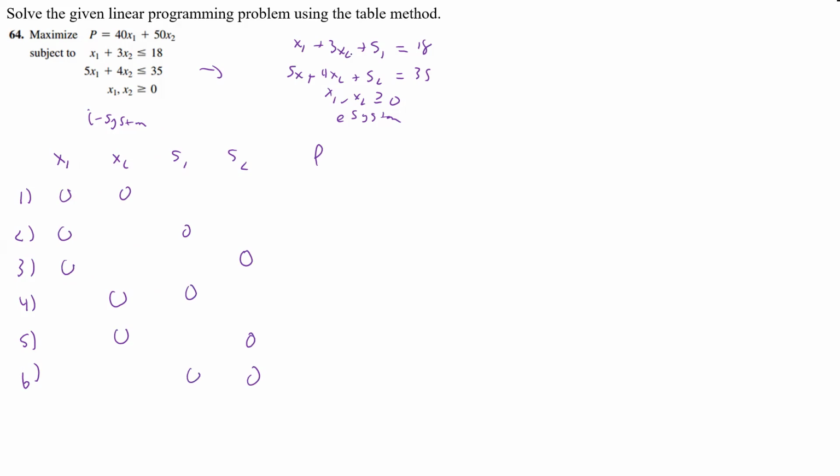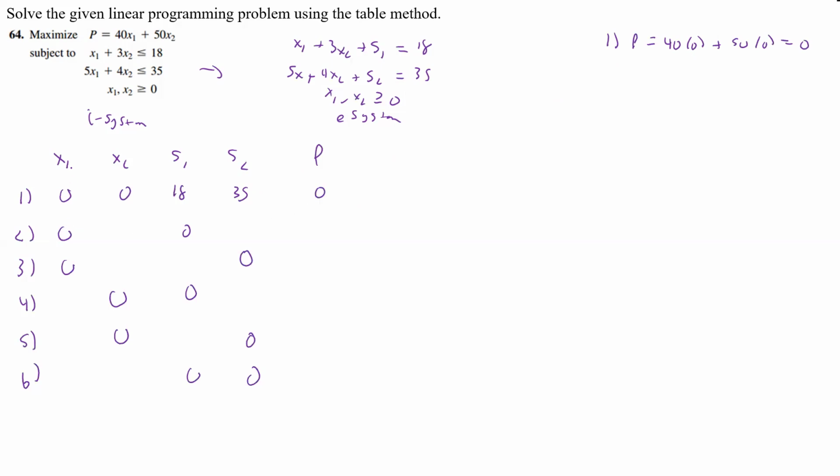So if X1 and X2 are 0, S1 has to be 18. And if X1 and X2 here are 0, S2 has to be 35. And if we do this, we can also come over here. So P is going to be equal to what? Well, it's going to be 40 times 0 plus 50 times 0, which is 0. Okay, so that gives us 0.